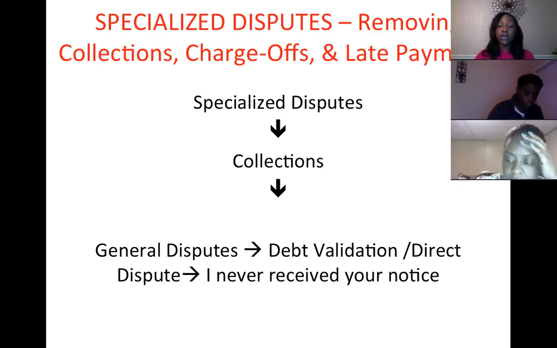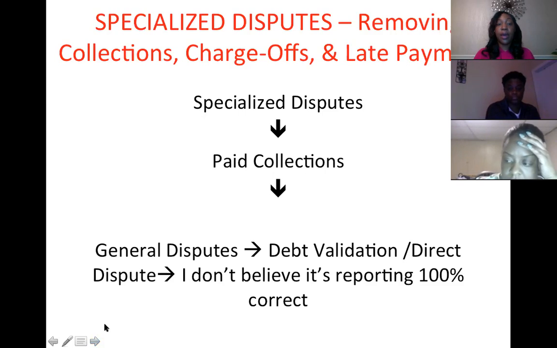Another thing you can use is the early warning notice. I never received your notice. By law, they're required to tell you when they're putting something negative on your credit report. Okay. Tell them you never got it. I never received the notice. By law, I'm supposed to get a notice that you're placing this item on my credit report. I never got it. So delete.